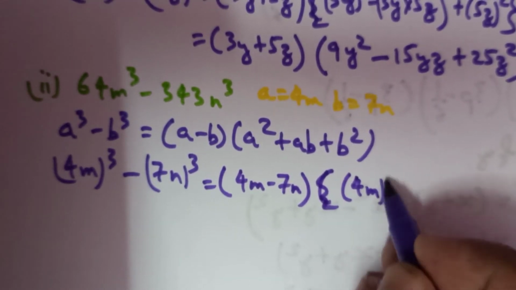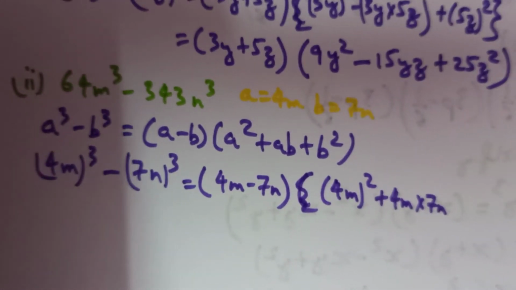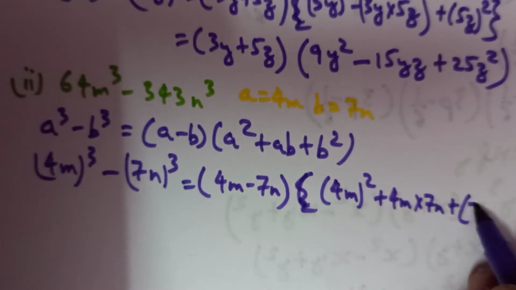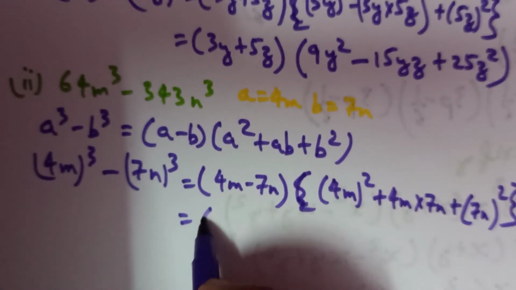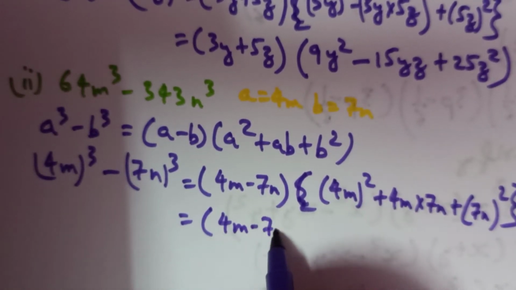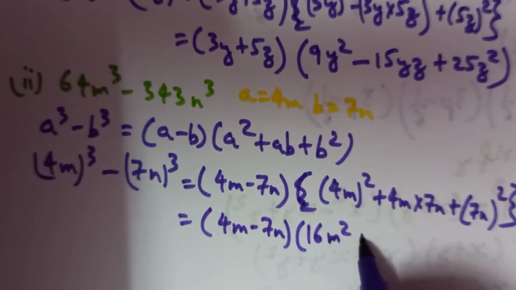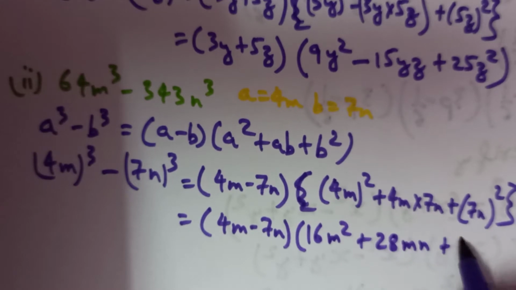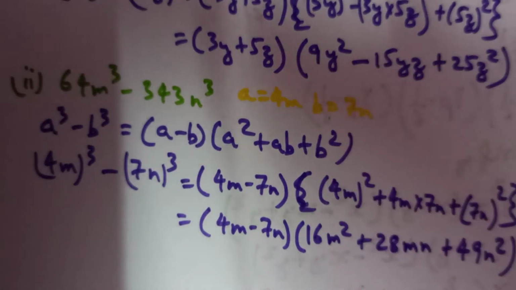4m whole square plus ab will be 4m into 7n, plus b square. b is 7n, so 7n whole square. So that will be 4m minus 7n, into 4 square is 16m square, plus 7 4s are 28mn, plus 7 7s are 49n square. So this will be the answer.